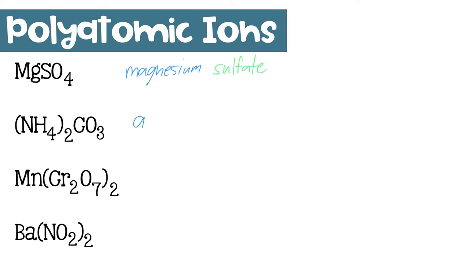(NH4)2CO3. Now this one is actually made up of 2 polyatomic ions. There's the NH4, or ammonium, in parentheses, and the CO3, or carbonate, which is not in parentheses, but you can tell they're supposed to be together because it's not a single element, it's multiple elements put together.